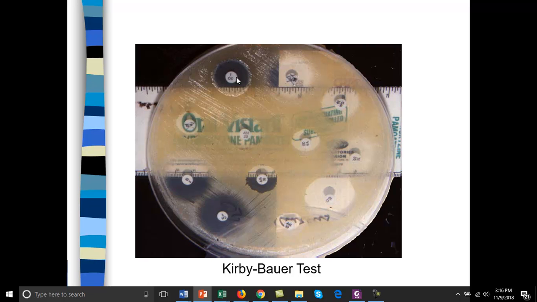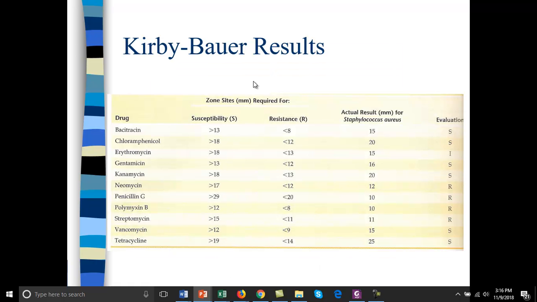And we just measure these zones of inhibition, and by measuring the zone of inhibition, we can tell whether the antibiotic is working or not against a particular bacterium. Okay, and so I want you to pay very careful attention to this particular table, because there's going to be something like this on the exam.